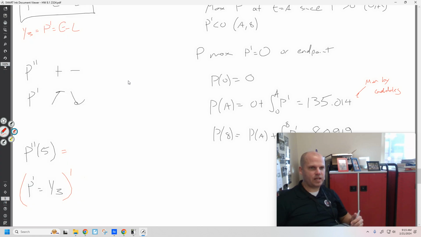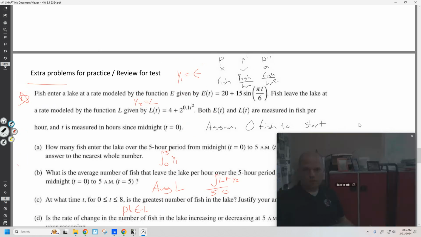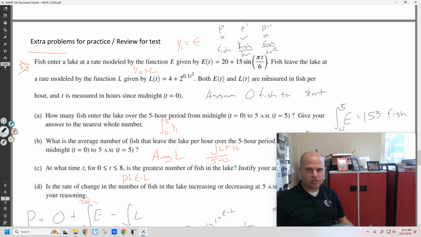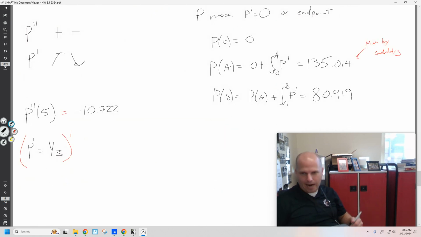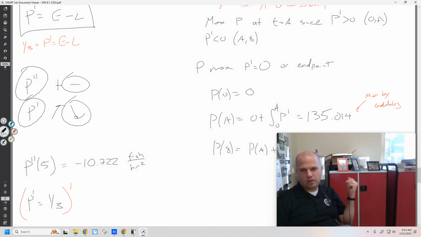It's negative 10.722. It's an acceleration. We graph the velocity. The derivative of velocity is an acceleration. This is fish per hour squared. Which means the rate is decreasing because the second derivative is negative.